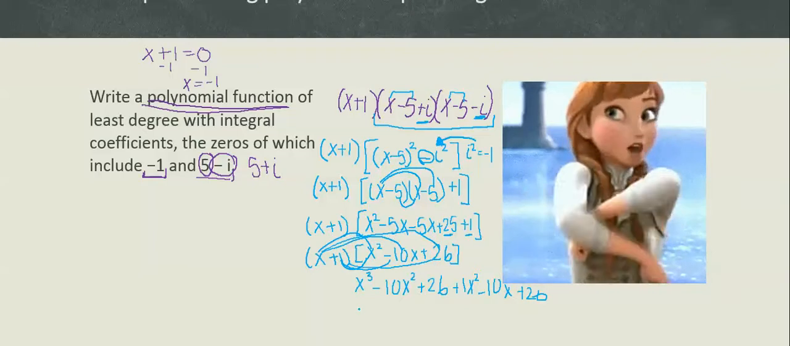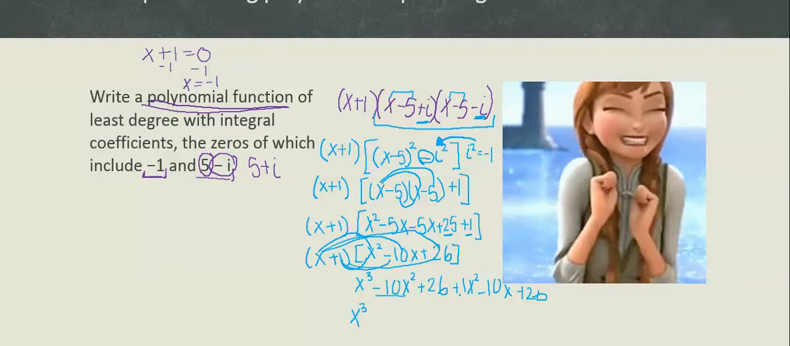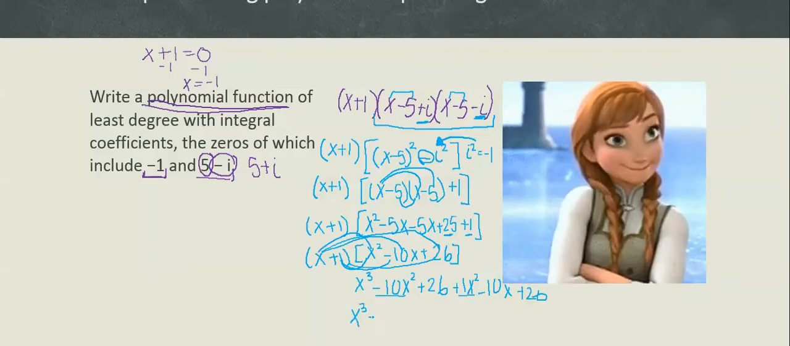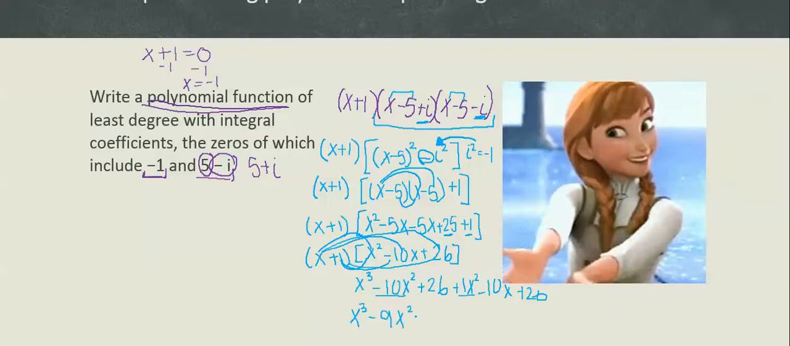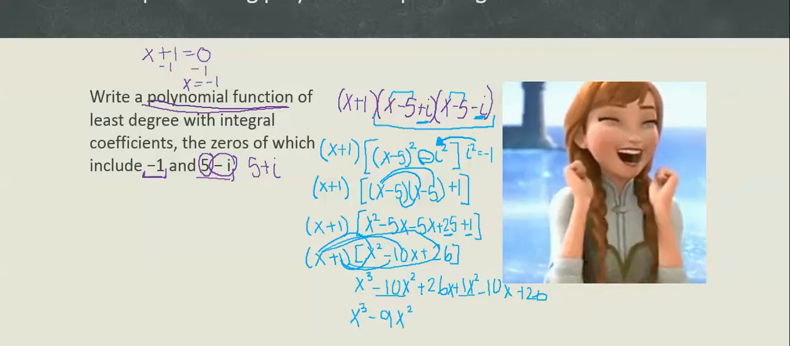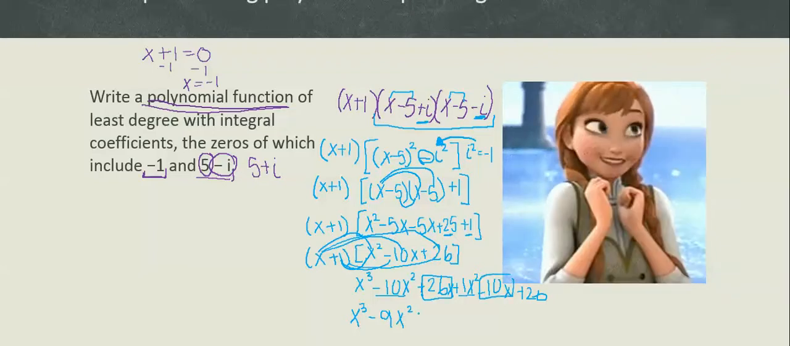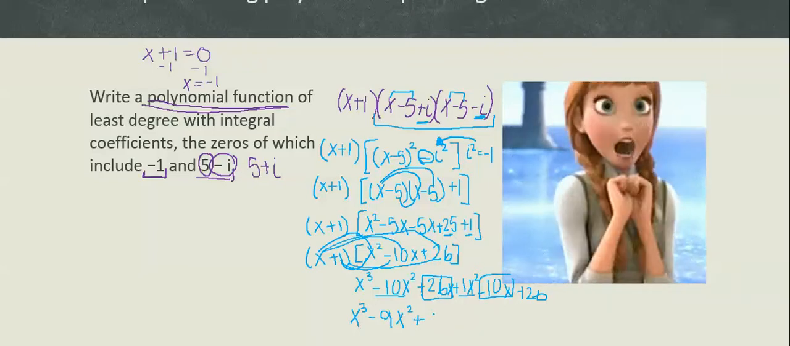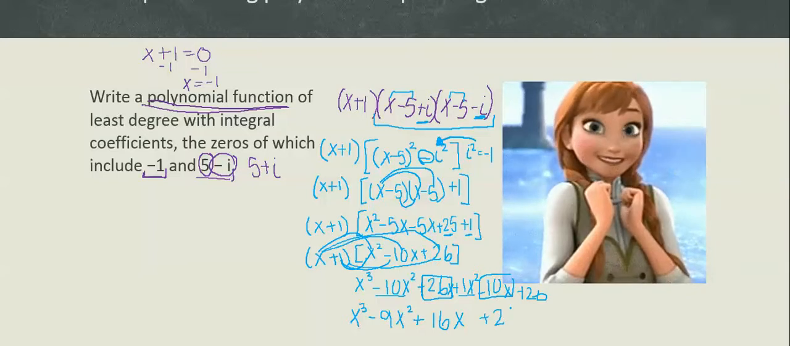Lastly, we just look for like terms. So x to the third does not have a like term, but negative 10x squared and 1x squared gives me negative 9x to the second. And then I have 26, it should have been a 26x. So 26x and a negative 10x, that's going to give me a positive 16x, and then my last one would be 26.